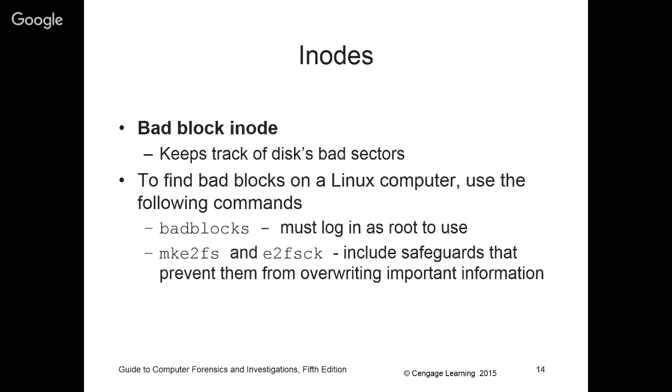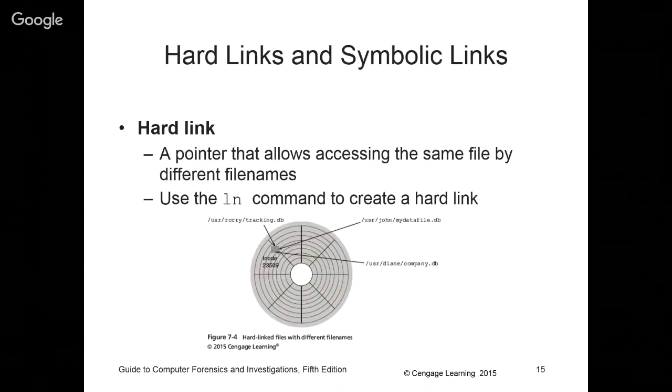The bad block inode keeps track of the bad disk sectors. When it finds these bad blocks, they use the following commands to find them. Bad blocks, you have to be root to use that command. MKE2FS and E2FSK are safeguards to prevent them from overriding information.